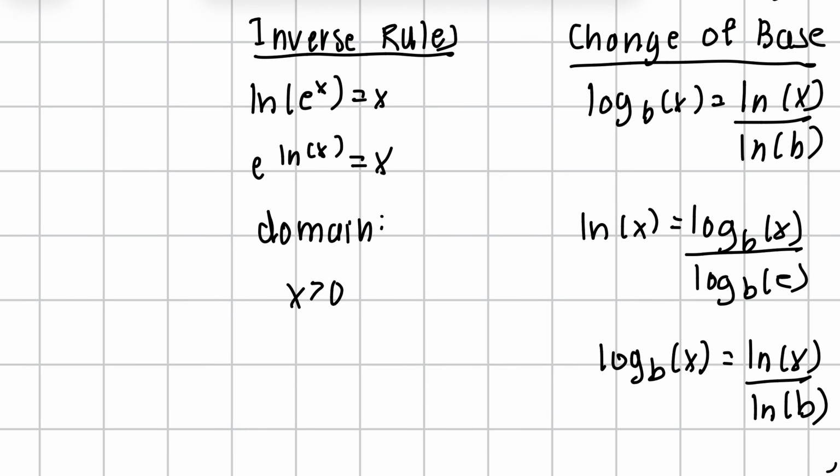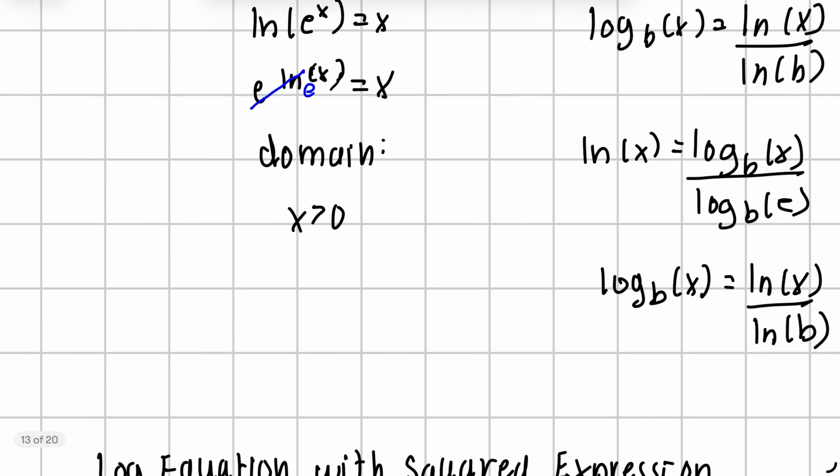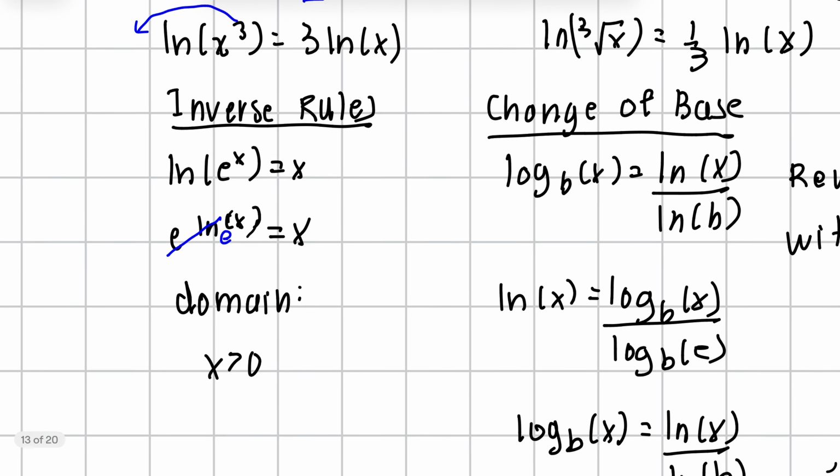The inverse rule is if you have natural log of e to the power of x, that's equal to x. So if you have e to the power of ln with an input of x, that is just equal to x, because the base of ln is equal to e. So that's going to cancel out. Now, the domain has to be greater than 0 for natural log, and the input of any of your logs.